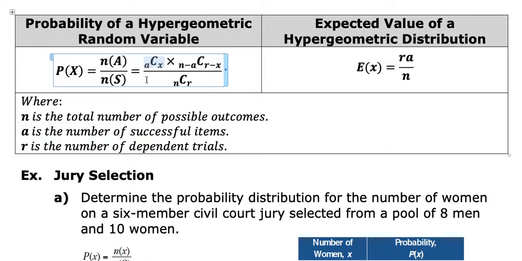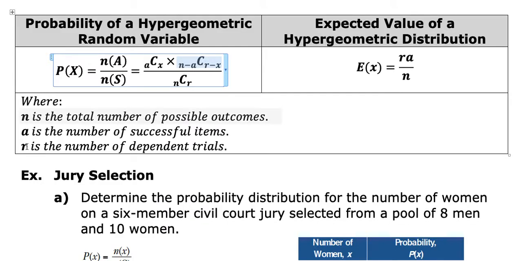This factor in the numerator represents the selection of X of those successful outcomes. And here, on the right-hand side, N minus A, because N represents the total number of possible outcomes, when you subtract A, these are the unsuccessful outcomes, N minus A. And we're making a selection of size R minus X.